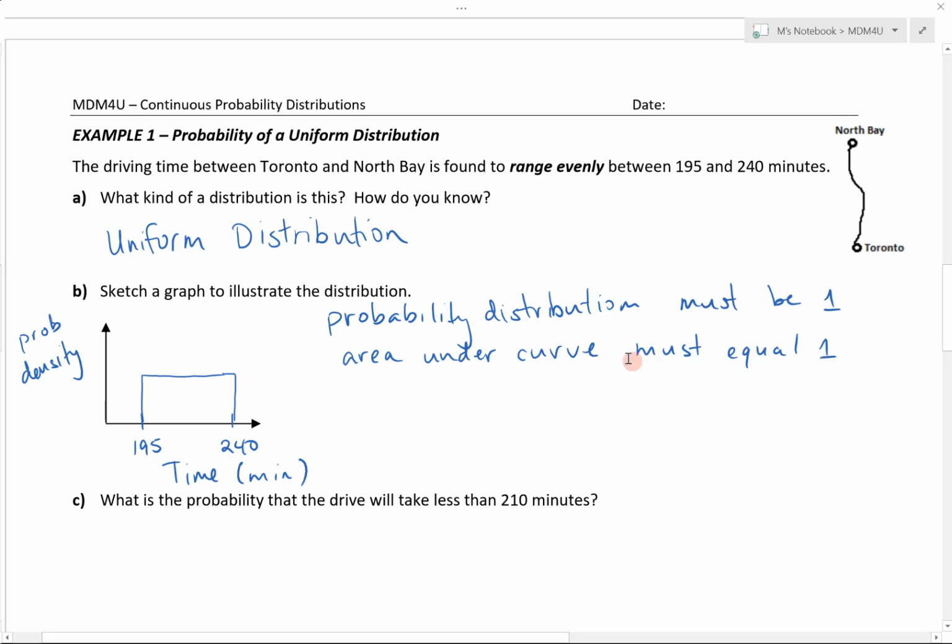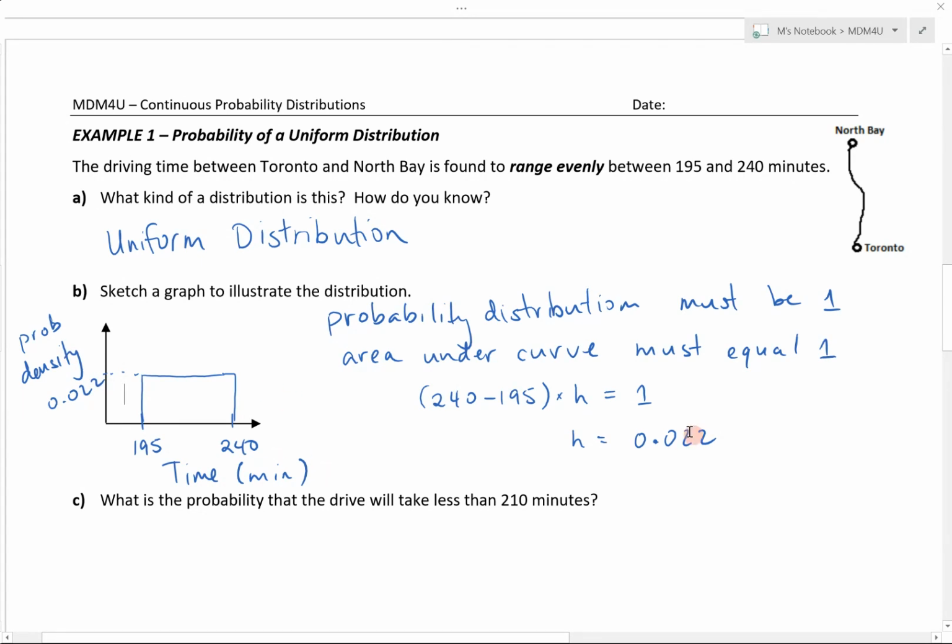Okay. So all driving time, as we know, must be between 195 and 240 minutes. So the area of this rectangle here is going to be 240 minus 195, the length times the width, or the height, I should say. So length times the height. So h must equal 1. So then what is that h value? If I solve for h, I would get 0.022. So this y value right here would be 0.022.